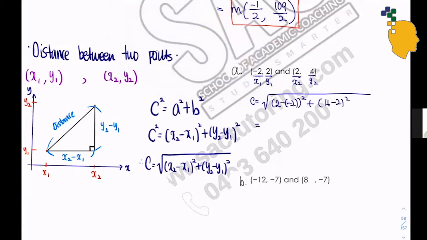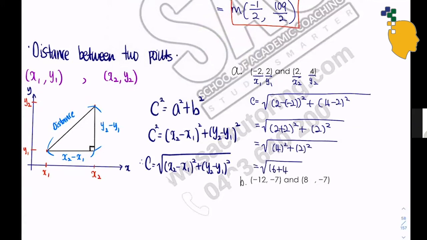So 2 minus -2 will be 2 plus 2, and 4 minus 2 is 2. And 2 plus 2 will be 4, so we have square root of 4 squared plus 2 squared, which is square root of 16 plus 4, which is square root of 20. You can simplify this, so our distance will be 2 root 5 units.